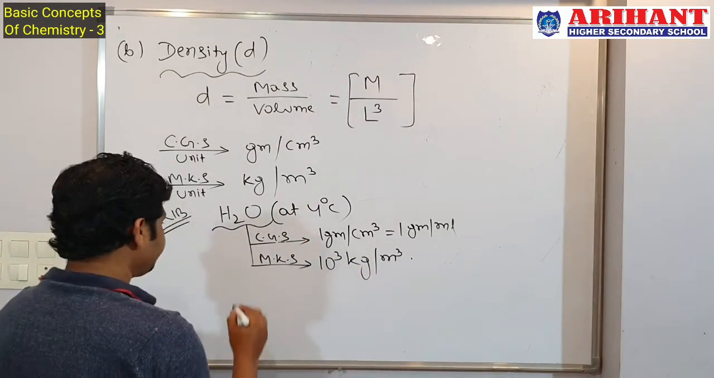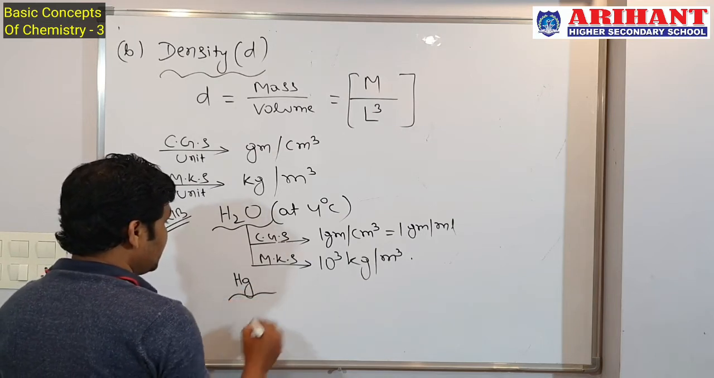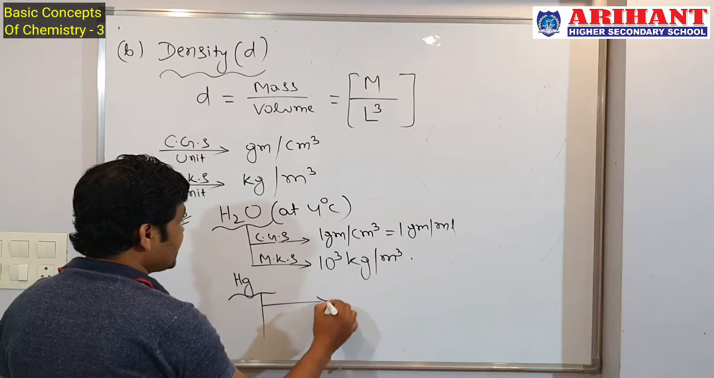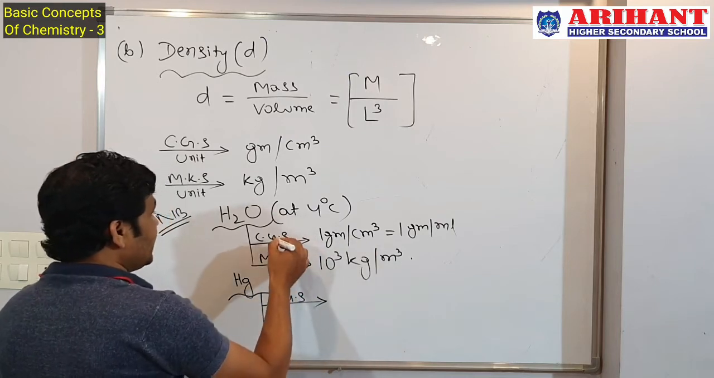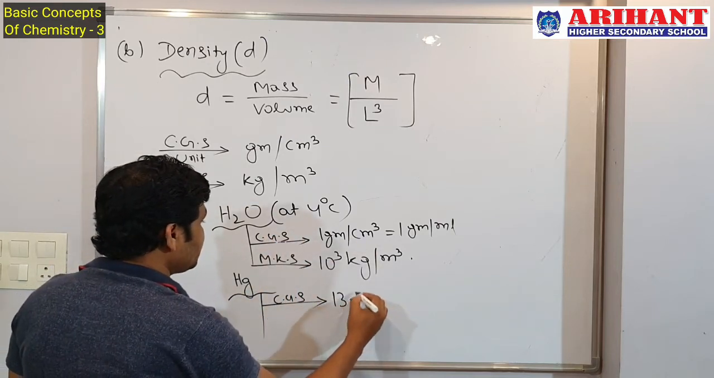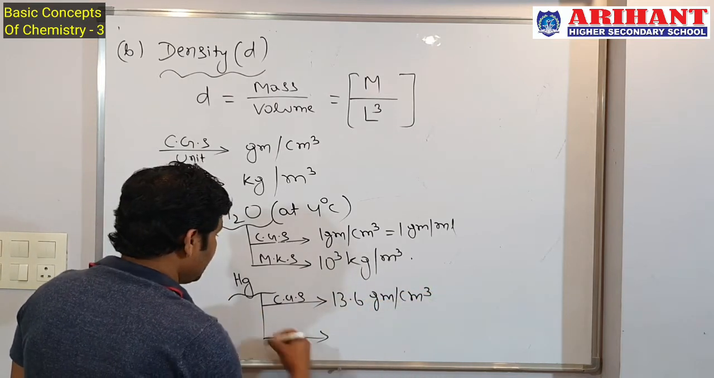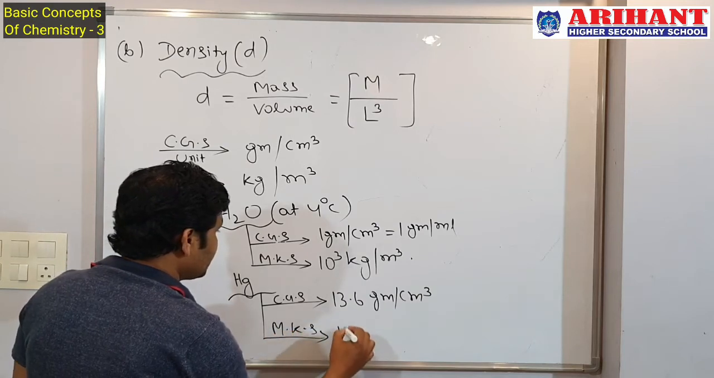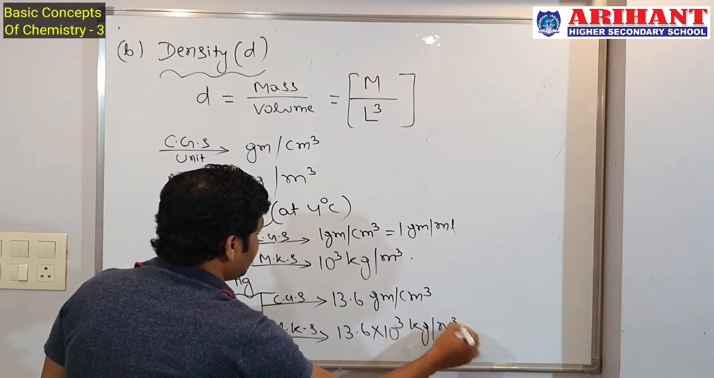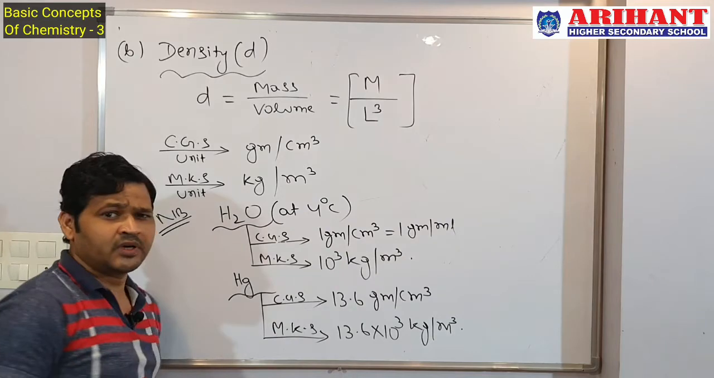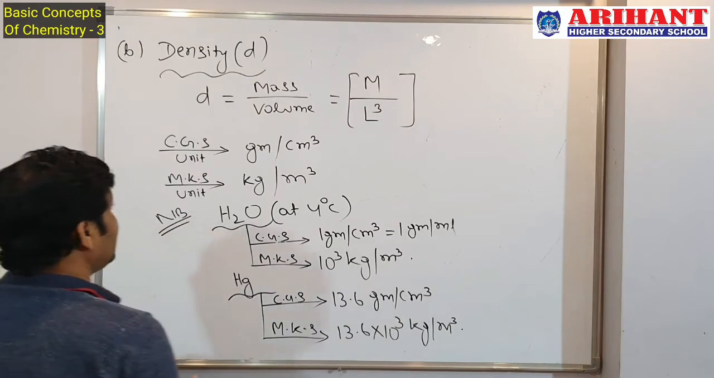You have to remember mercury. Mercury is 13.6 times heavier than water. Hence, in CGS, density of mercury is equal to 13.6 gram per cm cube. In MKS, 13.6 into 10 to the power 3 kg per meter cube. Mercury is 13.6 times heavier than water at 4 degree Celsius.